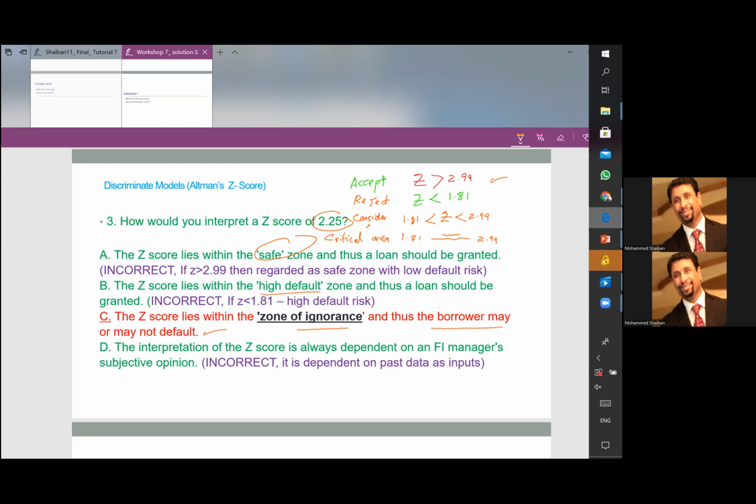High default, no, this is 181. The interpretation of this score always depends on the financial manager's objective. This is no, of course. Depends on the score.